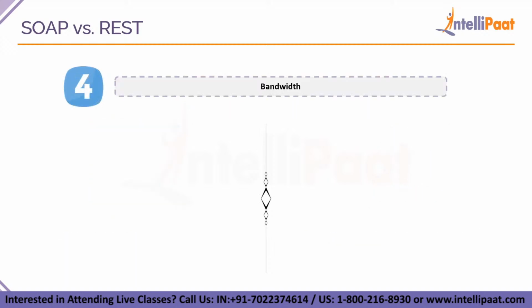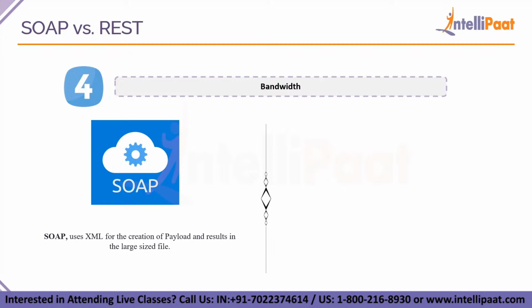In terms of bandwidth, SOAP requires more bandwidth and resources because the payload created in XML is large. SOAP needs to communicate information about objects and their states using XML infoset. Typically, these data models are serialized as textual XML.